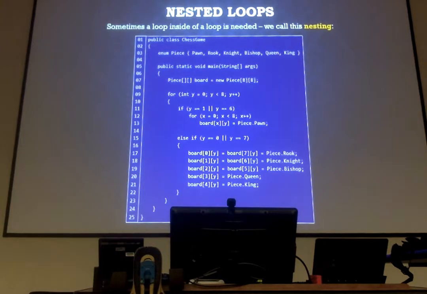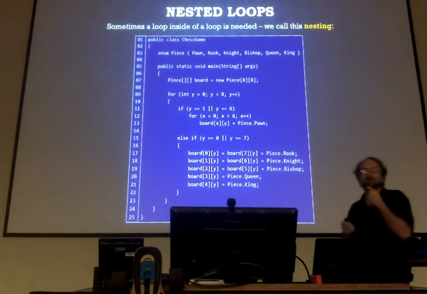So that's what this does. It says if we're in one of the pawn rows, then we're going to go all the way across the row. We're going to go through all the x values from 0 up to 7, and we're going to set it equal to a pawn. Does that make sense? Yeah. All right, anyone else?